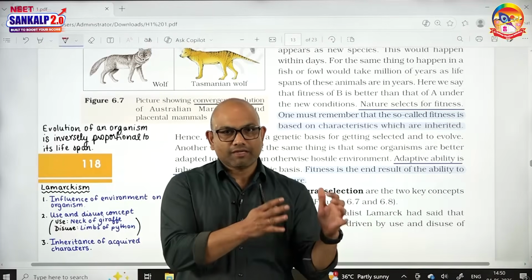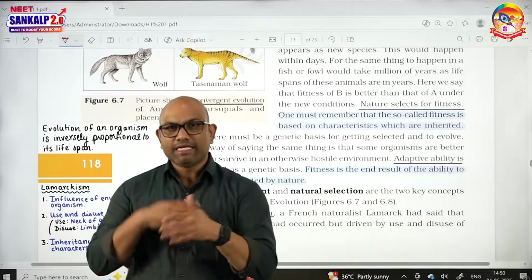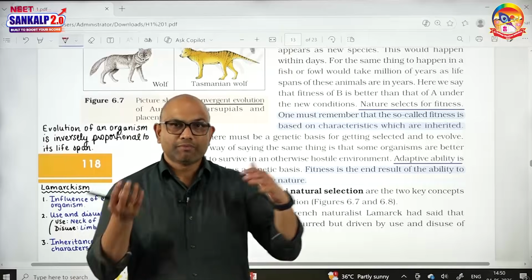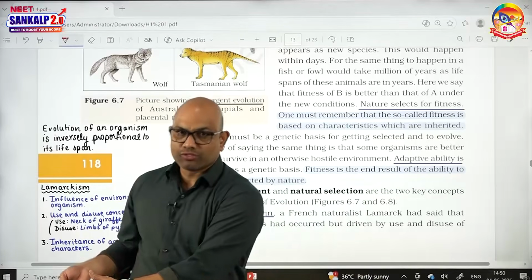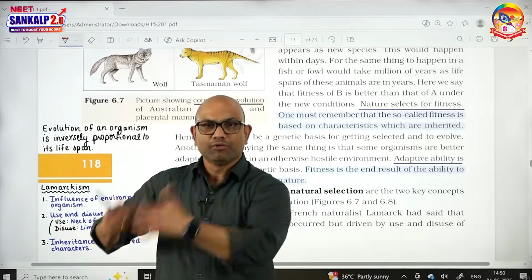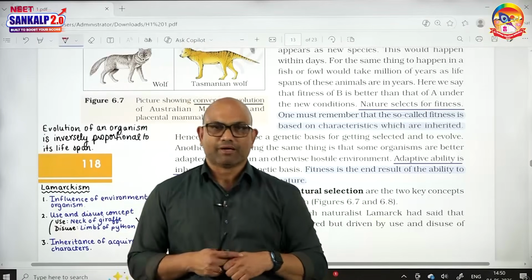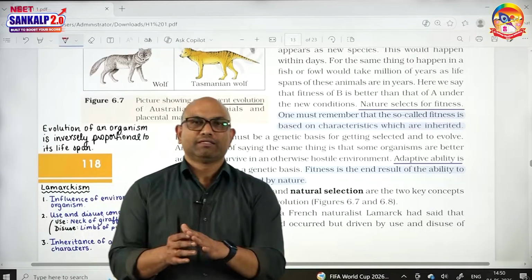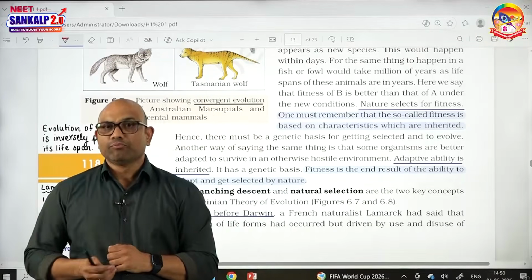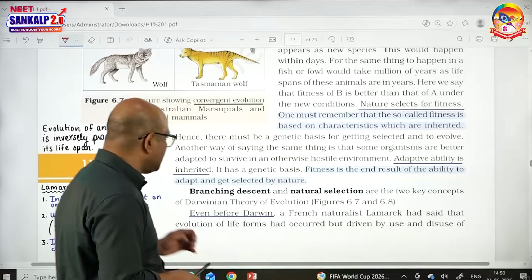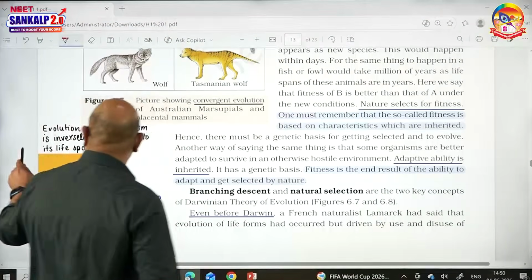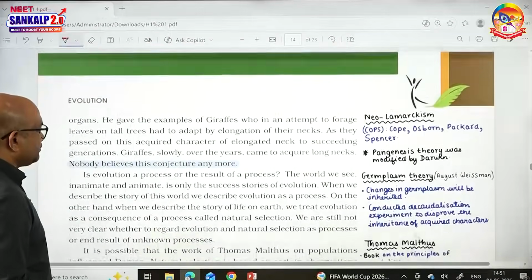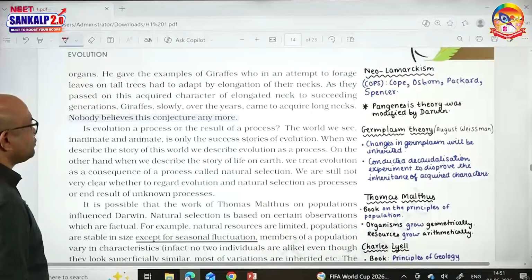Whenever there is influence of environment on organisms, the needs of the organisms will change. So, according to the needs, some organs may be used more, some organs are not used. Organs used more will develop, those not used will disappear. That is the concept of Lamarck. But Lamarck's theory is very old and nobody is following that theory right now. The next, most widely accepted theory is the theory of Darwin. Darwin's theory is nothing but origin of species by natural selection.